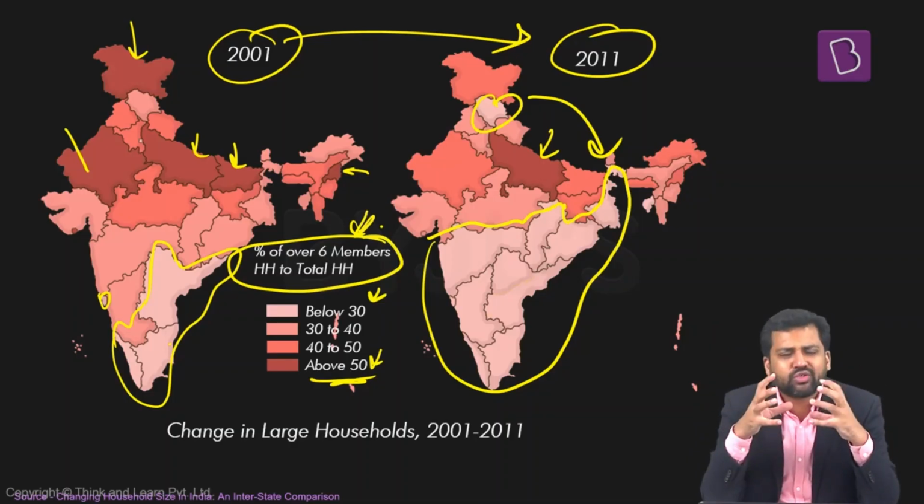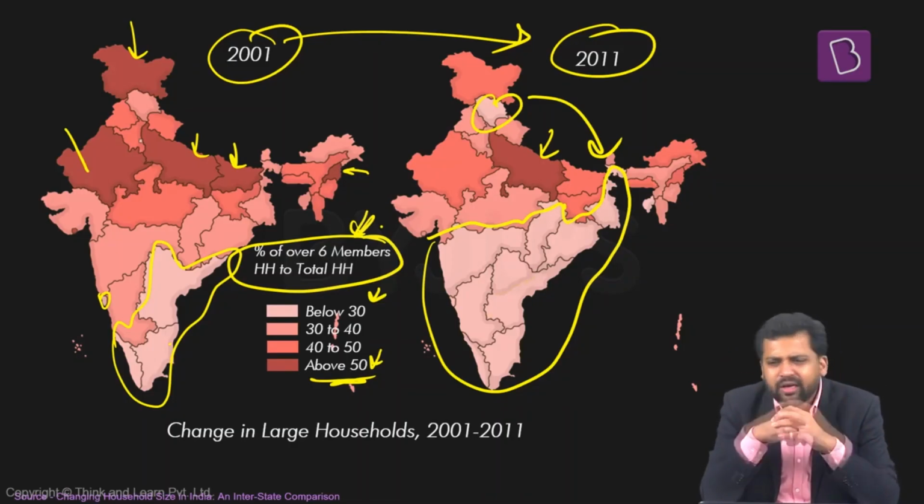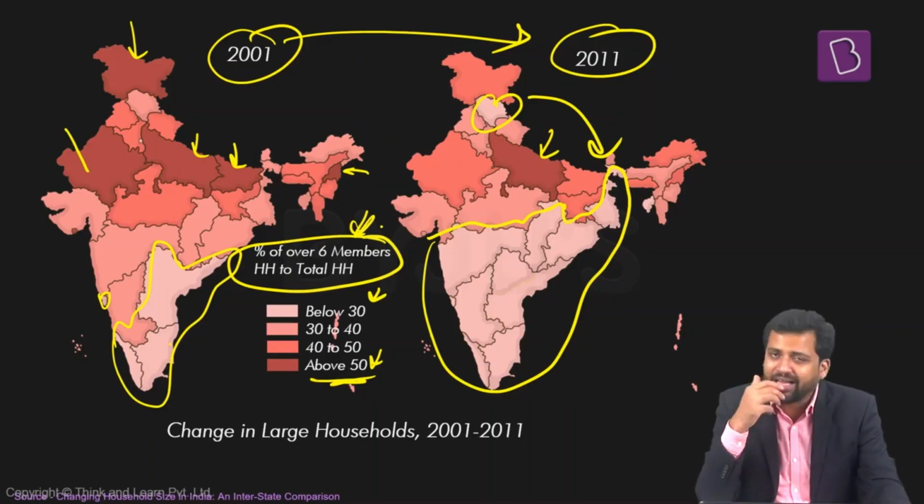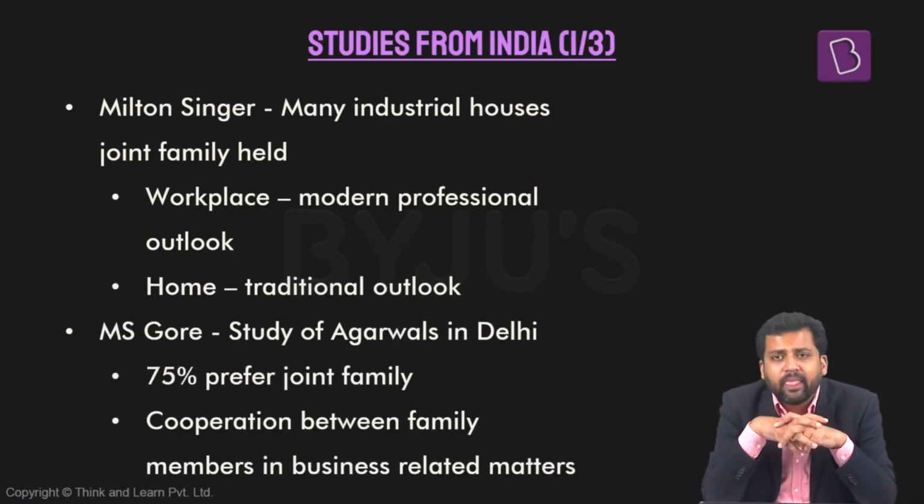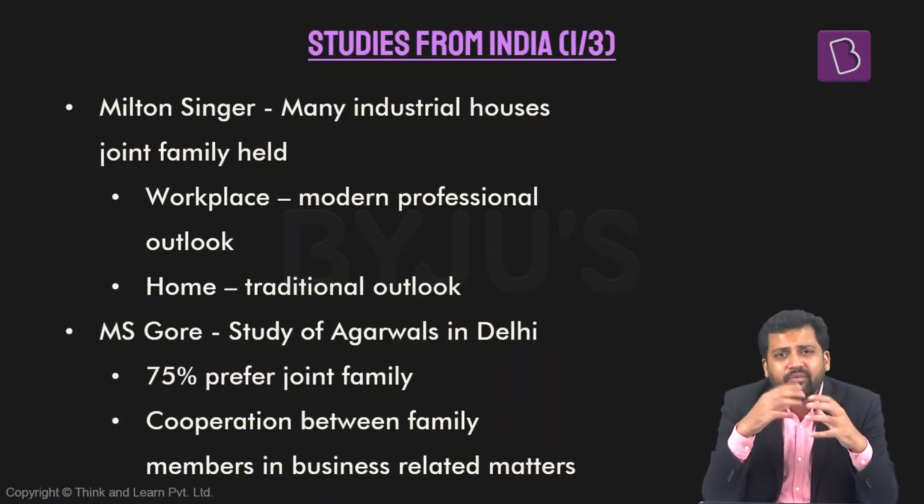And also, the assumption is that in nuclear families you have a more modern outlook. People are more individualistic. Husband and wife are companions. There are symmetrical relations. Sexual division of labor is not happening. All these things. So is it always true, or are there some variations to that as well? So what we do is we look at some of the interesting studies that have been carried out in India, and we'll see what some of the findings are. We'll see that some of these things might be counterintuitive.